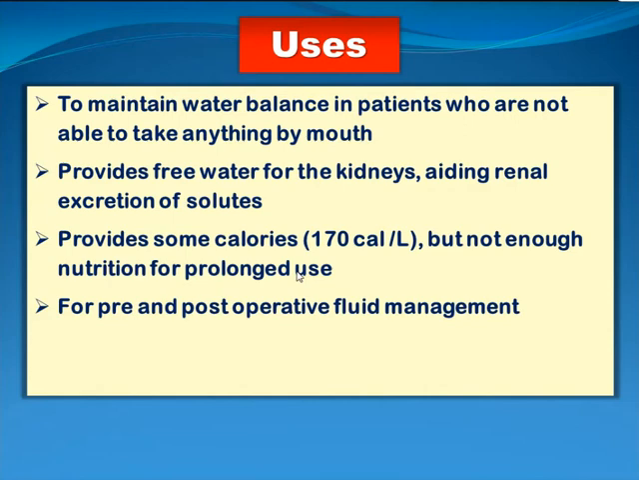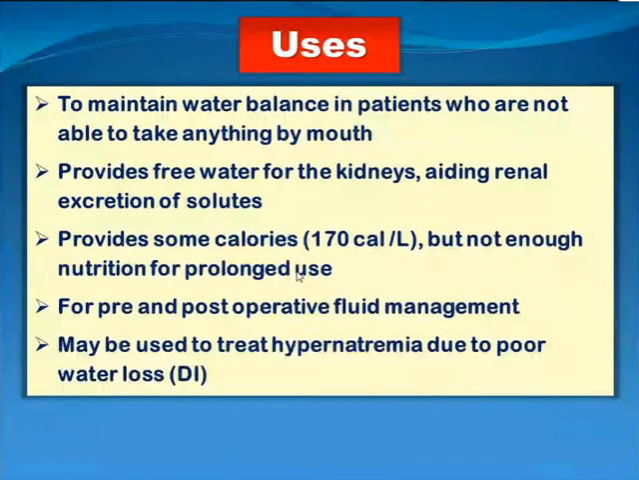And it may be used to treat hypernatremia due to poor water loss. Here is the hypernatremia. You know the diabetes insipidus. This is the example for what I said. Because of poor water loss, there will be a high maintenance of free water to the circulation. Of course, you will correct the hypernatremia. Dilution of the circulation will cause correction of the hypernatremia. These are the uses of glucose water 5%.